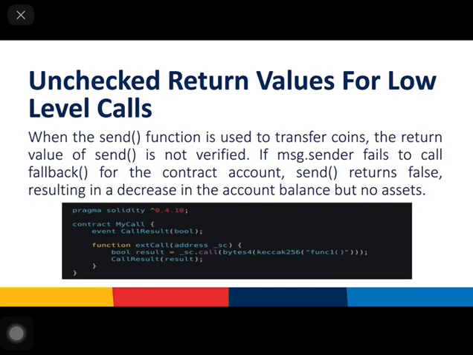Well, for the third vulnerability, I would like to talk about unchecked return values for low-level calls. In this picture, we can see when the send function is used to transfer coins, the return value of the send function is not verified. If the message sender fails to call the fallback for the contract account, the send function returns false, resulting in a decrease in account balance but no assets.